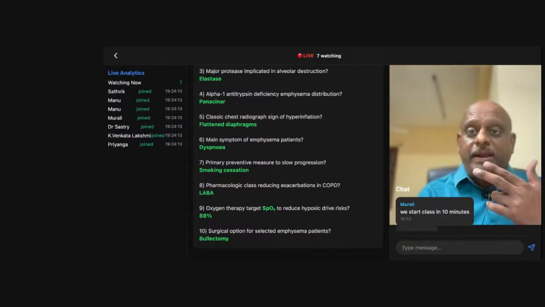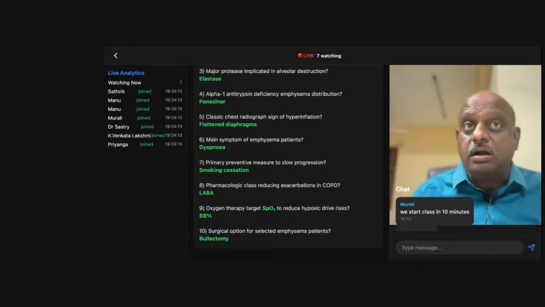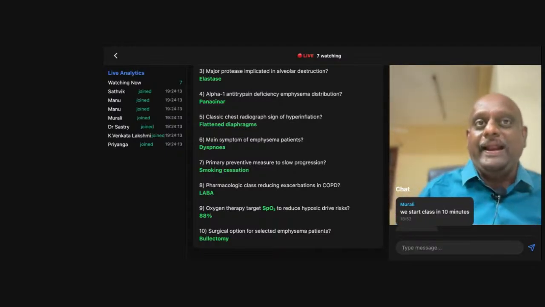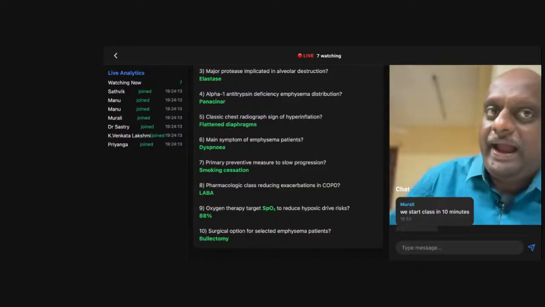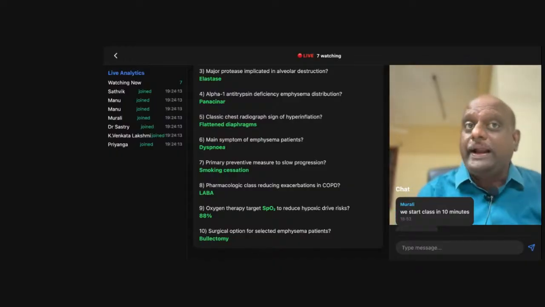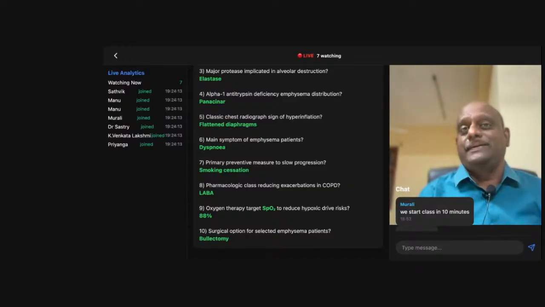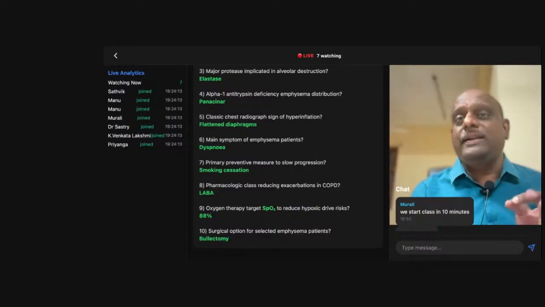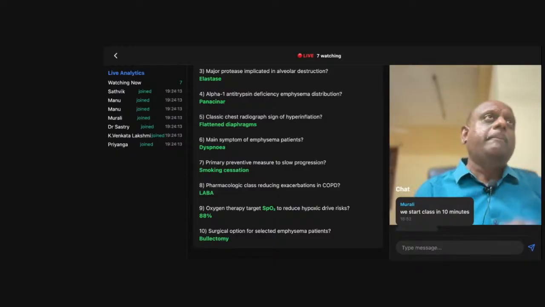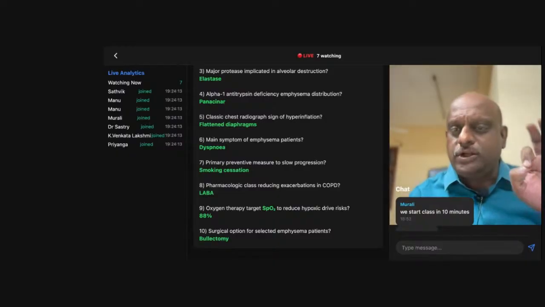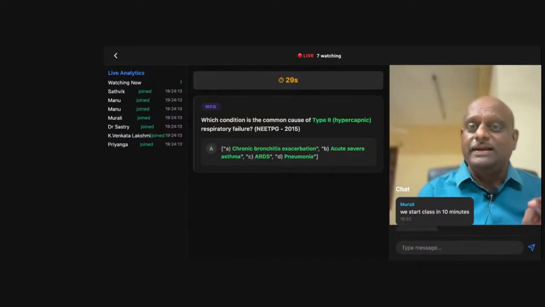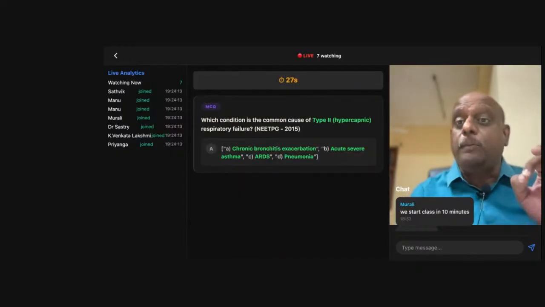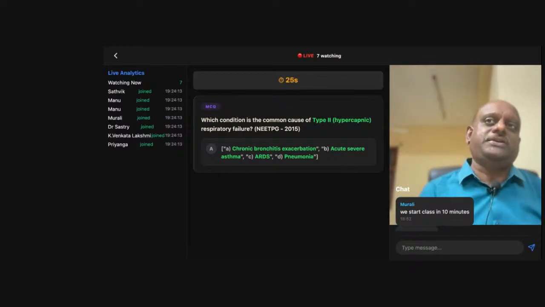And smokers may have centriacinar emphysema. And because of hyperinflated lungs in emphysema, the diaphragm is flattened. And we need to give long-acting beta-2 agonists like salmeterol in the treatment of COPD. But any day, the bronchodilator of choice in COPD is anticholinergic. That is, ipratropium bromide is the treatment of choice.